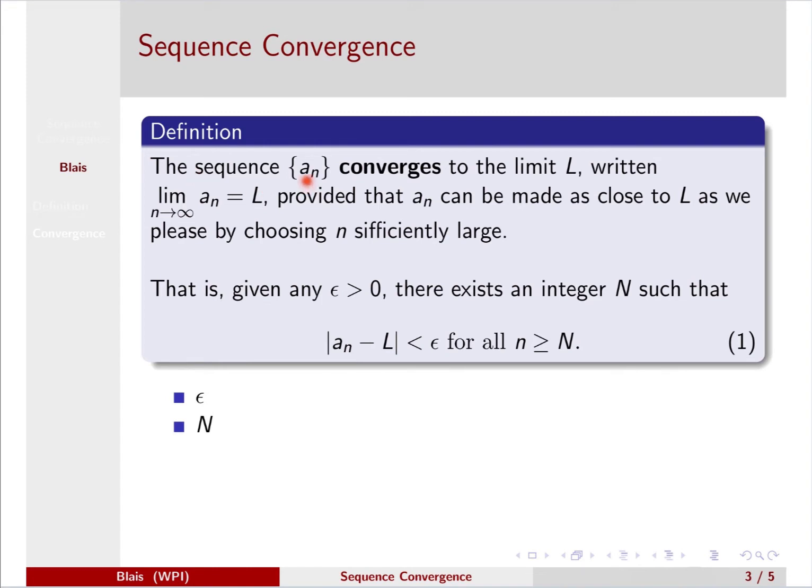We say the sequence a sub n converges to the limit L, written as the limit as n goes to infinity of a sub n equals L, provided that a sub n can be made as close to L as we please by choosing sufficiently large n. Put another way, given any epsilon greater than 0, there exists an integer capital N such that a sub n minus L in absolute value is less than epsilon for all little n bigger than or equal to capital N.